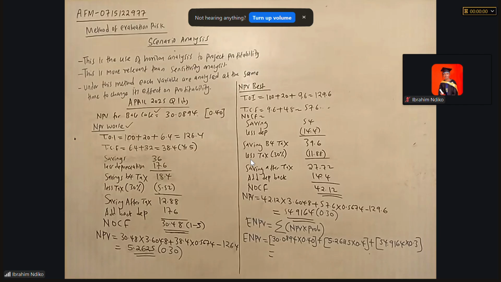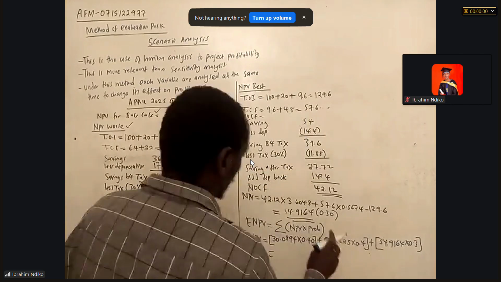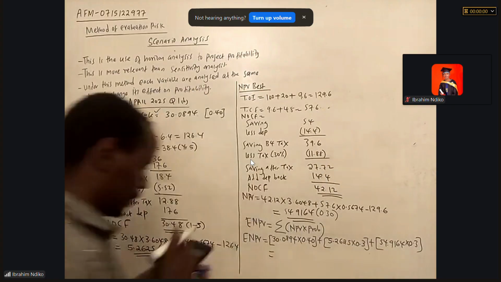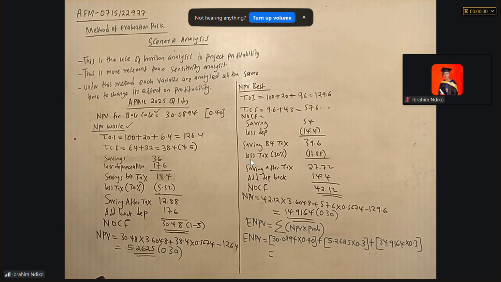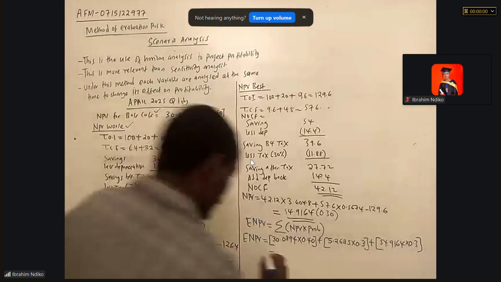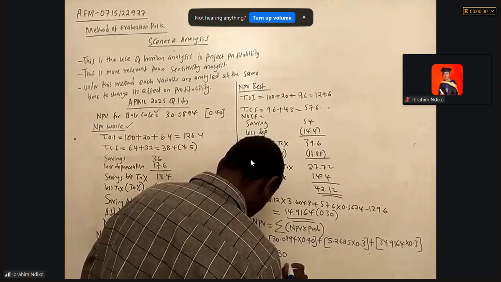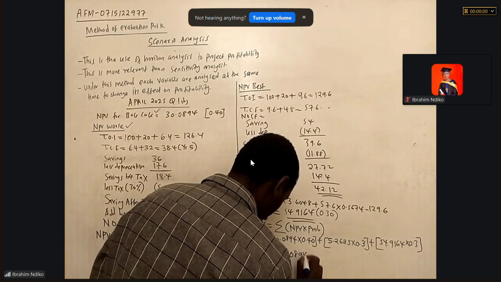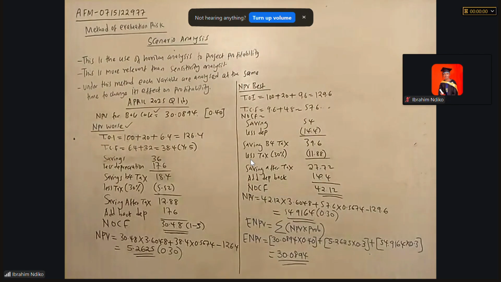What will be the answer? These are supposed to be 3. Itakuwa 30 point. Is that the answer?